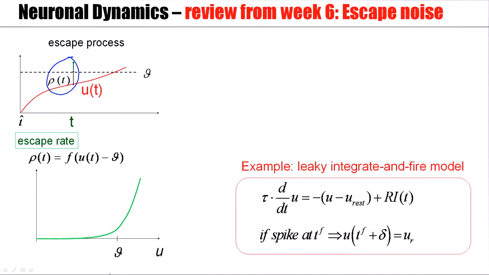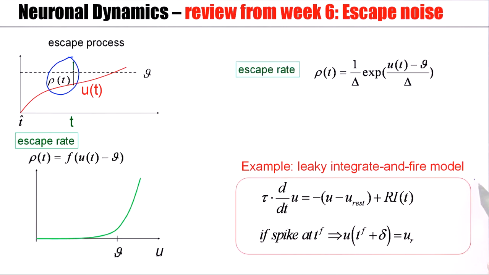And this model works, for example, for the leaky integrate-and-fire model, or for a leaky integrate-and-fire model with adaptation, or for a nonlinear integrate-and-fire model, and in particular, it can be combined with the spike response model. A particularly useful choice is an exponential escape rate that was discussed last week.